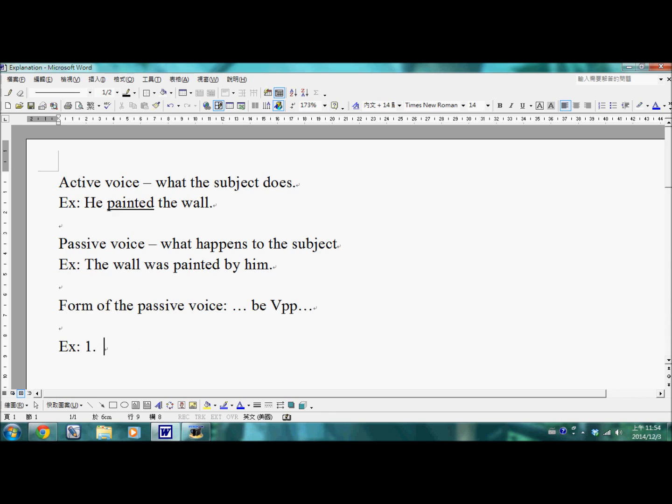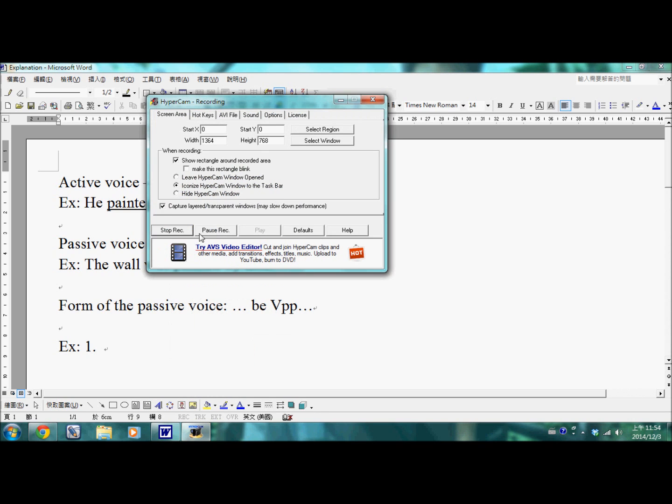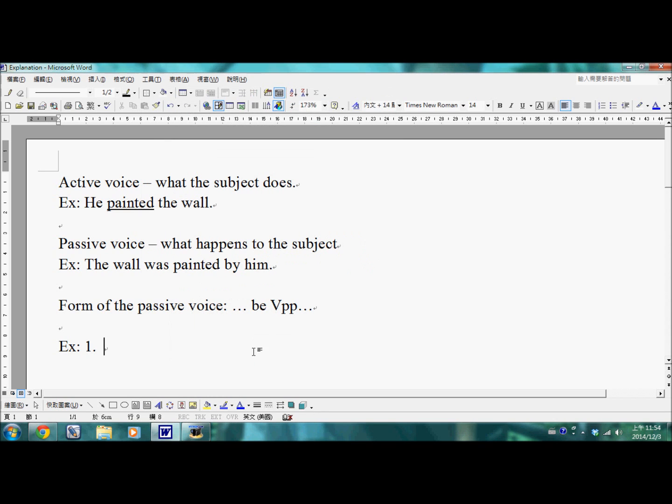For example, the first, let's look over here. Tom broke the glass. You know this is an active voice. So Tom is the person who broke the glass. He did this to the glass. This is an active voice.